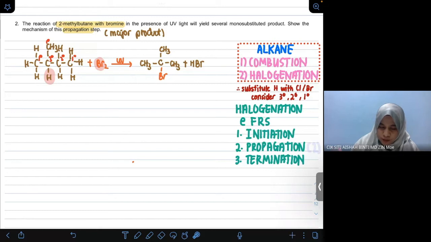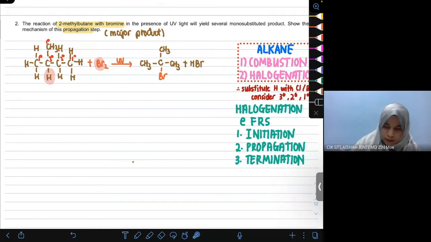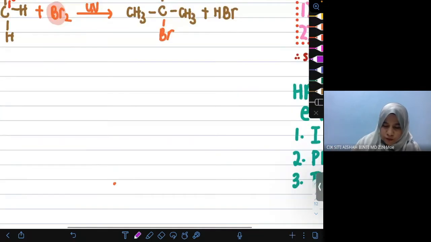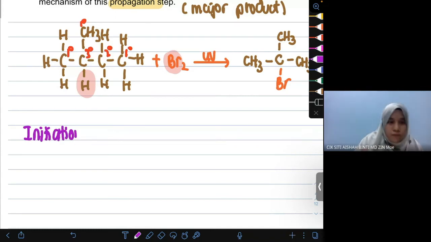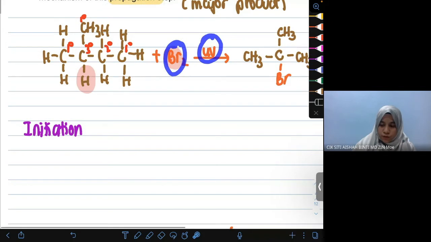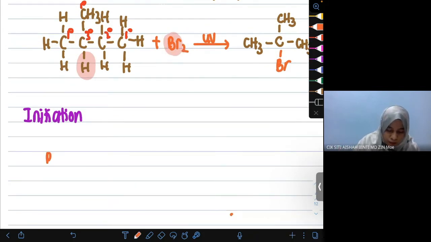Okay, so first thing first, what we're gonna do is actually we're gonna write down the equation for initiation. So, initiation. Initiation is where all the reactions started. So, how does it start? It's actually, sebenarnya start dengan bromine dengan UV kita. So, what we have, bromine ni, bromine dengan bromine.